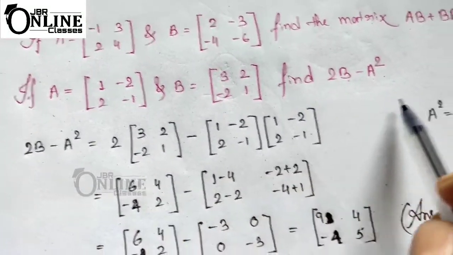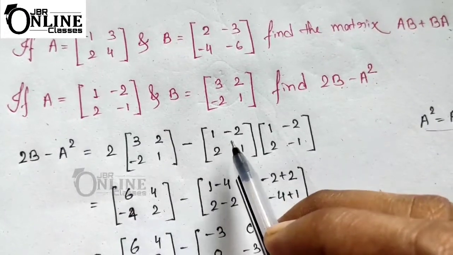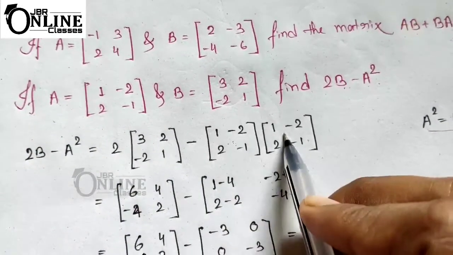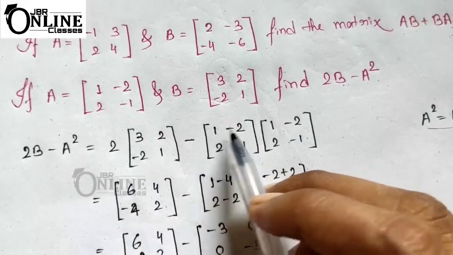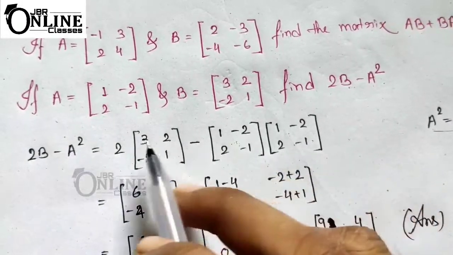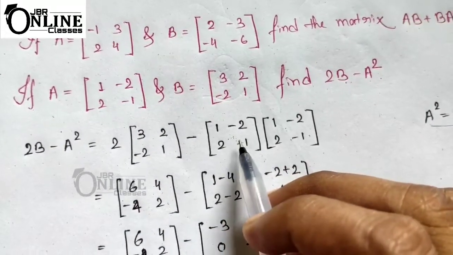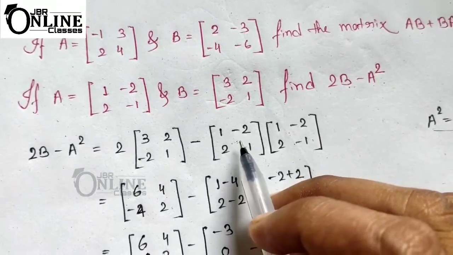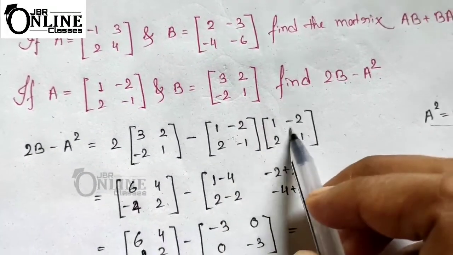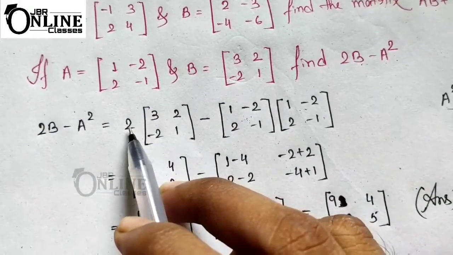A square means, always remember, A square equals A into A. So you have to multiply matrix A two times. Okay, A into A. No need to square each and every element. A square doesn't mean that you have to square each and every element of the matrix A. To find A square, you have to multiply matrix A with itself.